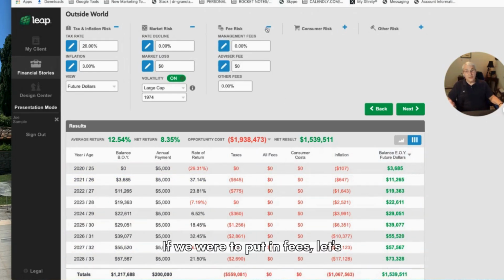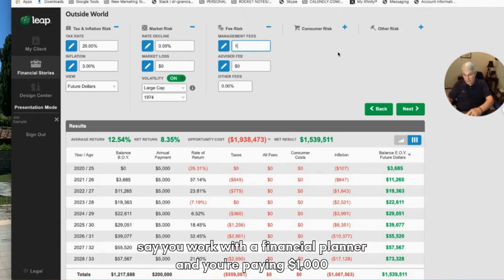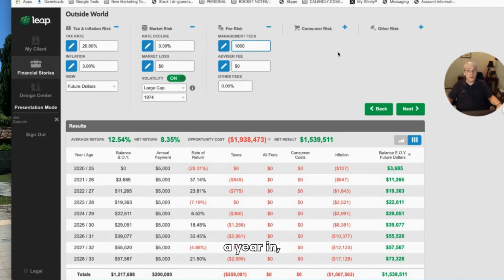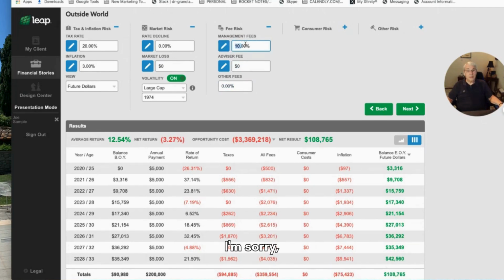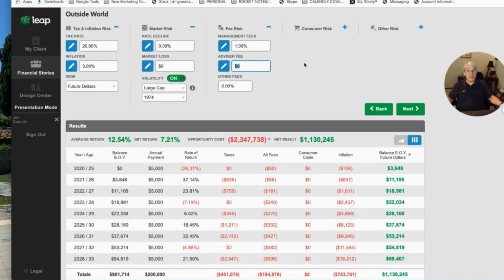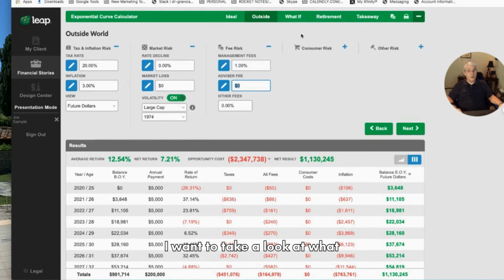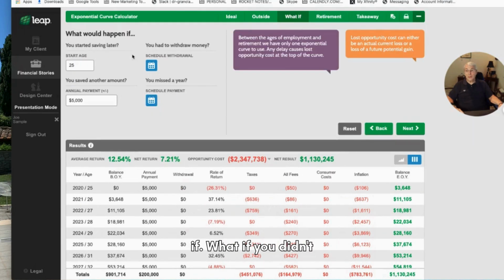If we were to put in fees, let's say you work with a financial planner and you're paying $1,000 a year in 1% in fees. So then we have fees and advisor fees. I'm not going to put all these in there because I want to take a look at what if. What if you didn't start at age 25? And what if you started at age 45?